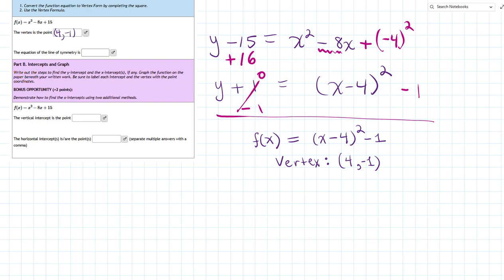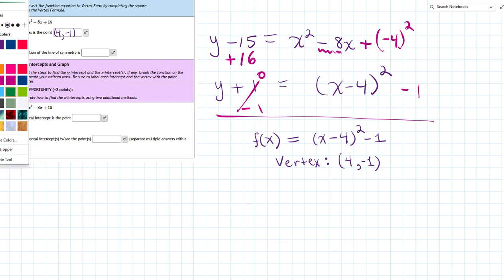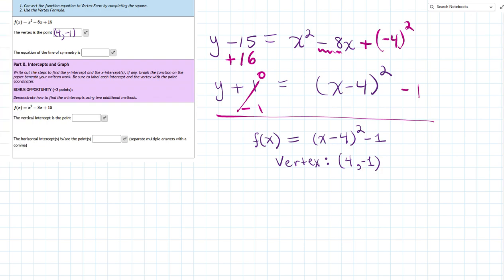So the answer that goes in the answer box would be the ordered pair 4 comma negative 1. But I'm going to go ahead in step 2 and show how I can use the actual vertex formula to get to the same answer. Okay, so the vertex formula, this is step 2 of part A.